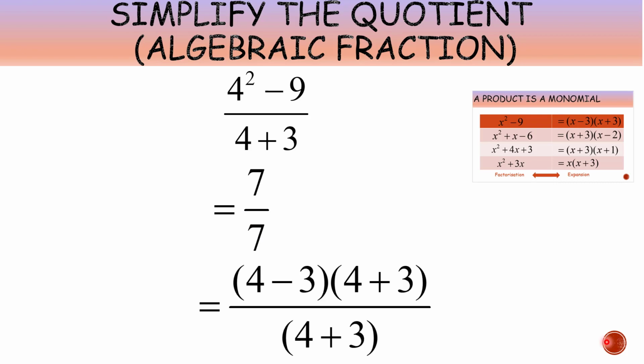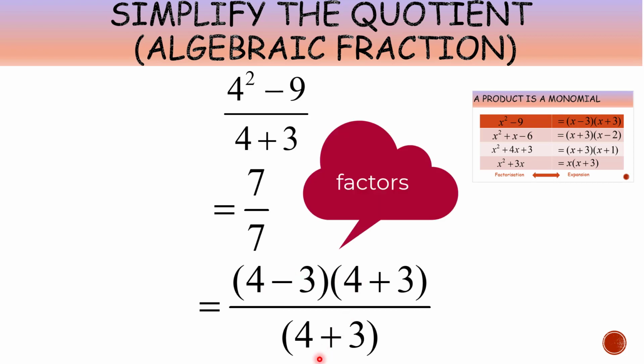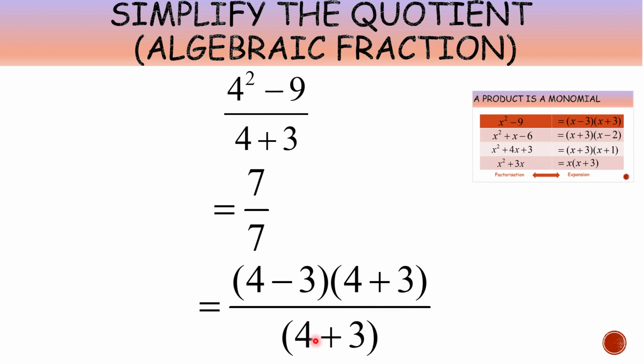However, if we change this binomial to a product or a monomial, it's the same as 4 minus 3 times 4 plus 3. Now, since these are two factors, we can cancel the 4 plus 3. So this is seen as one factor divided by another factor, and a number divided by itself is 1. So this means the answer here is 4 minus 3, which is 1. Do you see? The 4 plus 3 and the 4 plus 3, the bracket divided by the bracket is 1. Factorization is if we change this binomial to a monomial, in other words, a product.